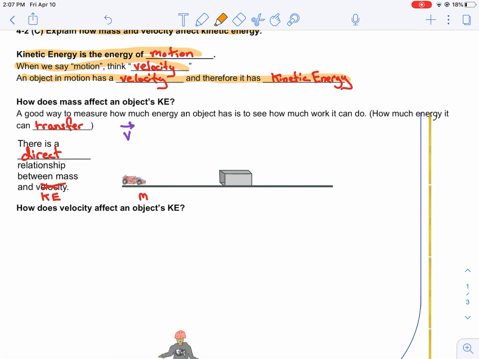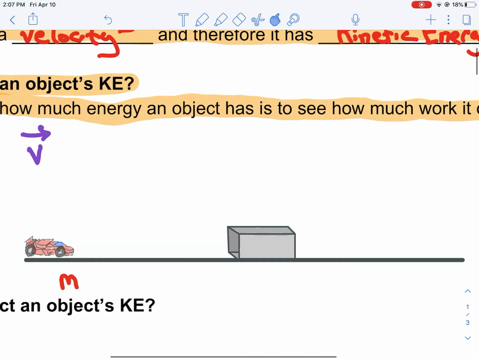So how does mass affect an object's kinetic energy? Let's think about it. You see a moving object. If that object has more mass, does it then have more energy? A good way to measure how much energy an object has is to see how much work it can do or how much energy it can transfer. So let's run an experiment where we transfer some energy and see if we can notice any changes.